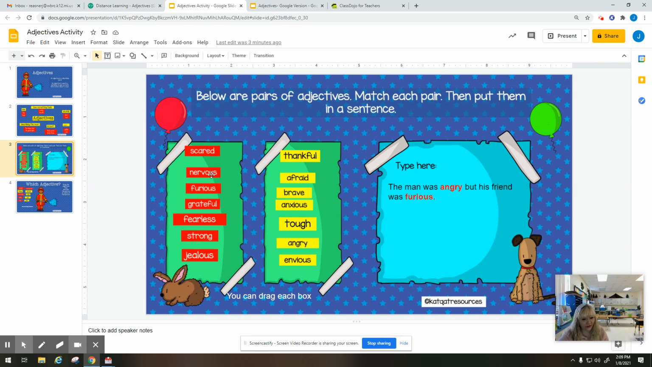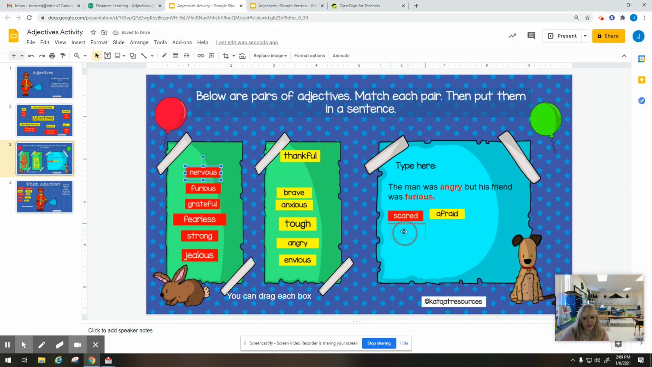Scared, nervous, furious, grateful, fearless, strong, jealous, thankful, afraid, brave, anxious, tough, angry, envious. So let's start with our first one, scared. Let's look in this column and let's find which adjective also means scared. Is it thankful, afraid, brave, anxious, tough, angry, or envious? That's right, it's afraid. Scared and afraid mean the same thing.